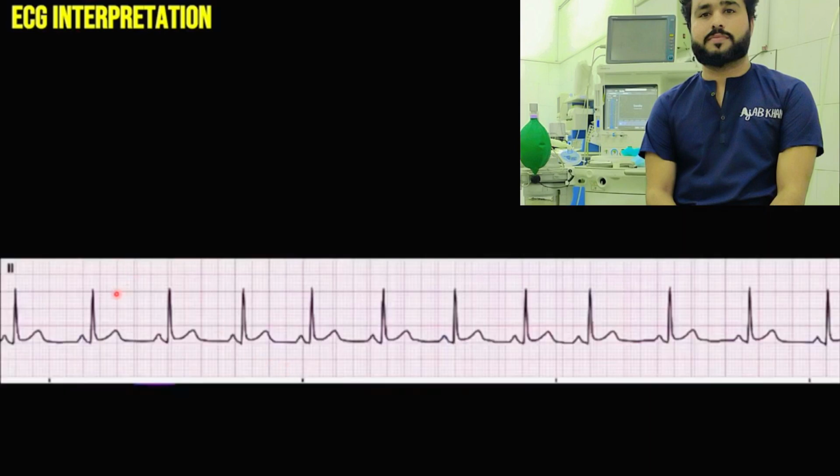Now if you look at this ECG and measure it with calipers, or even by simply looking at it, you can easily tell that this distance is small and the distance between this QRS complex and this QRS complex is bigger. So it is an irregular ECG.